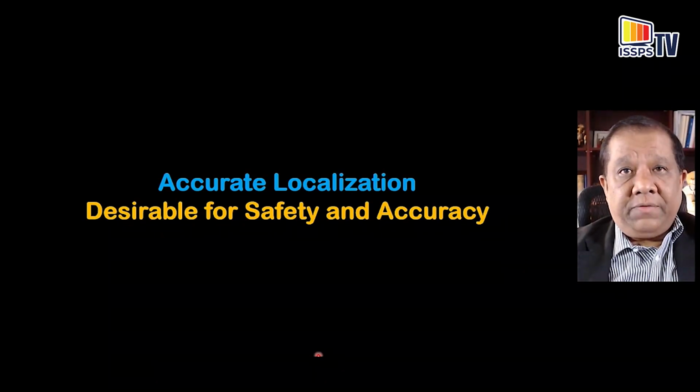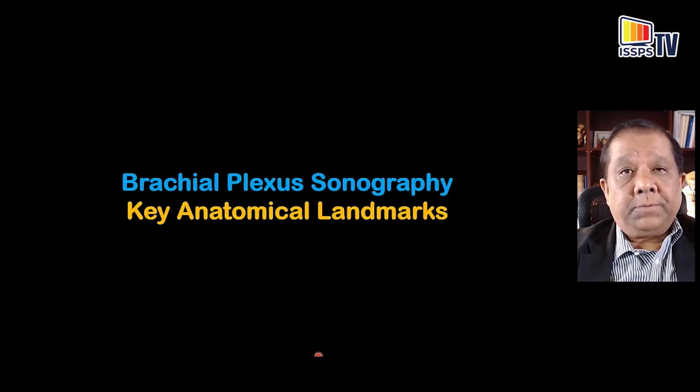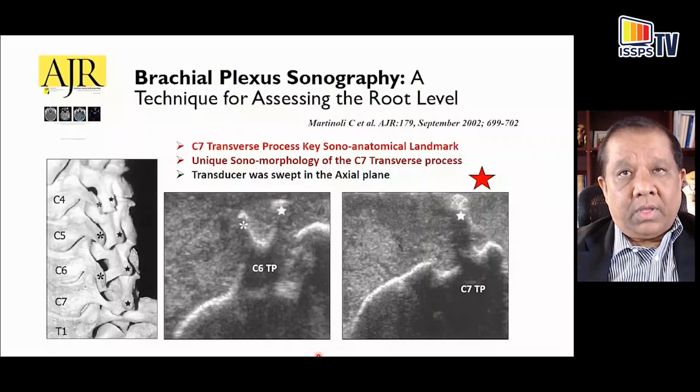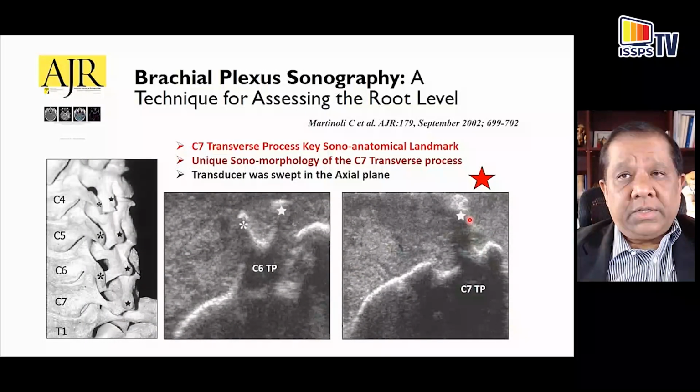Therefore, it's desirable for safety and accuracy to accurately identify the individual elements of the brachial plexus during a brachial plexus block. When you perform brachial plexus sonography, there are a number of key anatomical landmarks that have very typical sonomorphological features. One of them is the C7 transverse process. As you can see here, the C7 transverse process has only a single posterior tubercle. The anterior tubercle is either rudimentary or is missing.